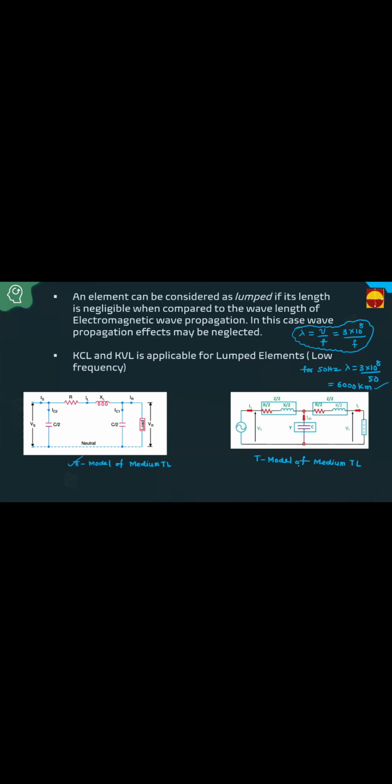This pi model and T model are the nominal models. Nominal model in the sense that we can construct it directly. There is no assumption here. That's why it is a nominal pi model, nominal T model. Electrical students, you know this. For a medium transmission line, it is a nominal pi model and nominal T model. That's why these are examples of lumped elements. This representation is also a lumped element representation.